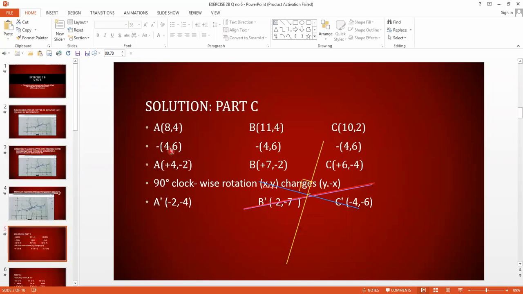First of all, we have to subtract this point, so -4 and -6, from the coordinates of A, that is 8 and 4, and we will get +4 and -2. Again, we subtract from the other point B, that is 11 and 4, and then this point C. Wait, I have to erase. Now, is it clear? After subtracting, we get 4 and -2 at A, at B we get +7 and -2, and then we get +6 and -4.